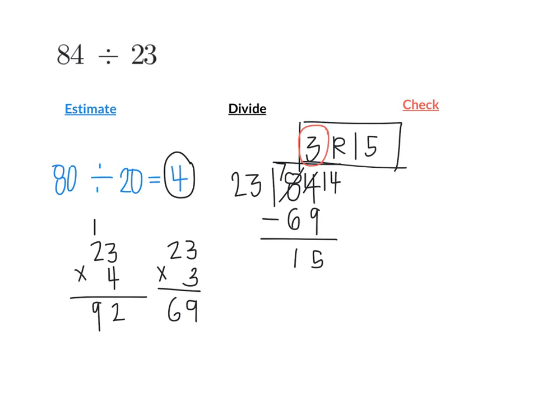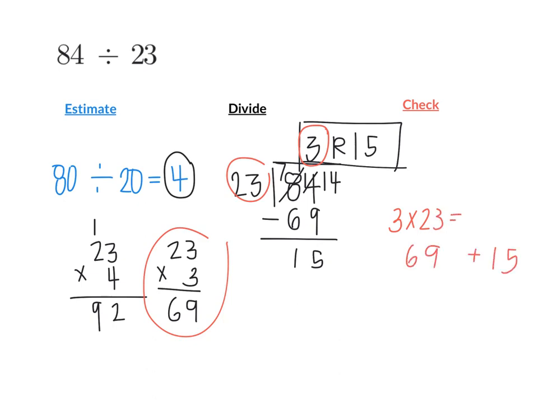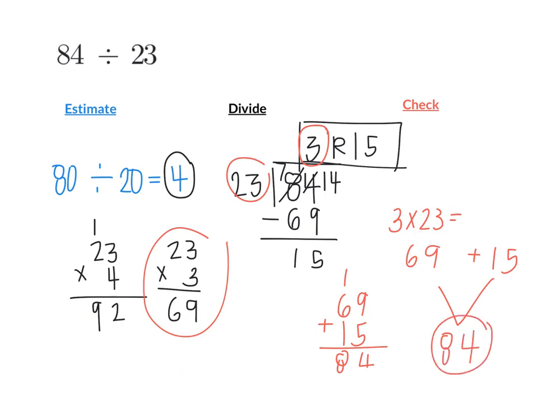If I do 3 times 23, let's see what we get. We know it's 69, right? 3 times 23 equals 69. And I have my remainder of 15. What does 69 plus 15 equal? Let's add it up and see. 69 plus 15 equals 84. So those two added up equals 84, which is my whole. So my answer is correct.